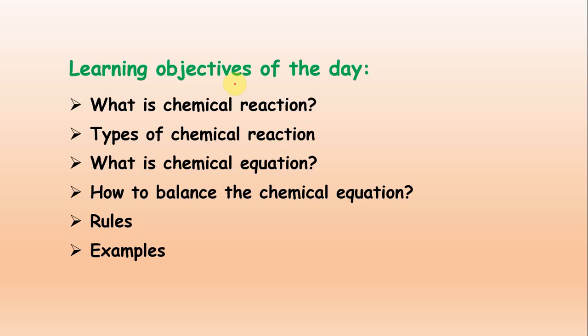These are the learning objectives of the day. Number one, as I have told you right now, is the chemical reaction. What is a chemical reaction? Then what are the different types of chemical reaction? Then we will discuss a very important topic, that is what is a chemical equation and how to balance the chemical equation with different rules, and then we will solve some examples related to the chemical equation.